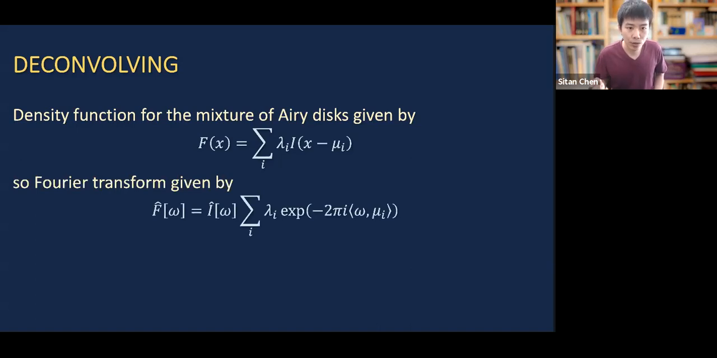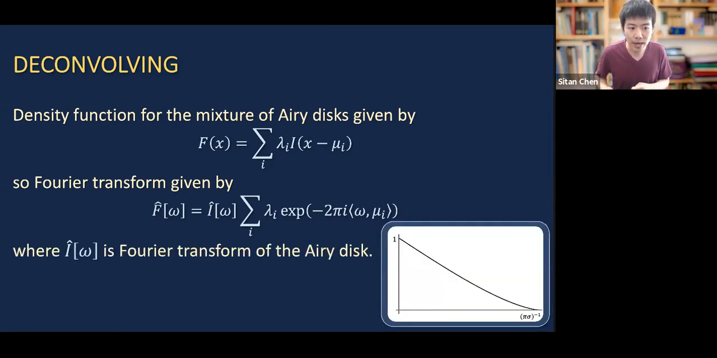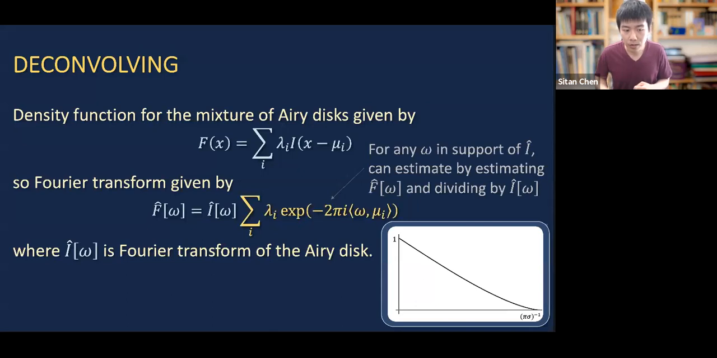Okay, so remember, we start with a density which is given by a convolution. The Fourier transform is simply going to be a multiplication between the Fourier transform of the kernel that we're convolving by and the Fourier transform of the collection of points. Okay, so this I hat omega is precisely the Fourier transform of the kernel, which is given by the Airy disk. And remember, this is some radially symmetric function whose univariate definition is given by this plot here. And in particular, this sum in yellow is an exponential sum that corresponds to the Fourier transform of the convex combination of points.